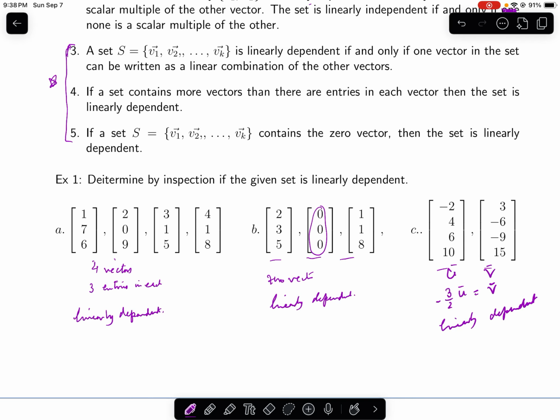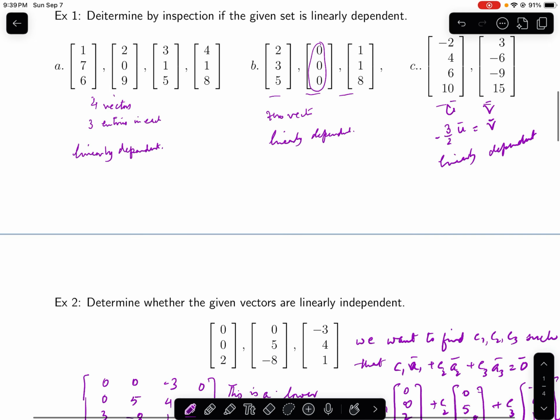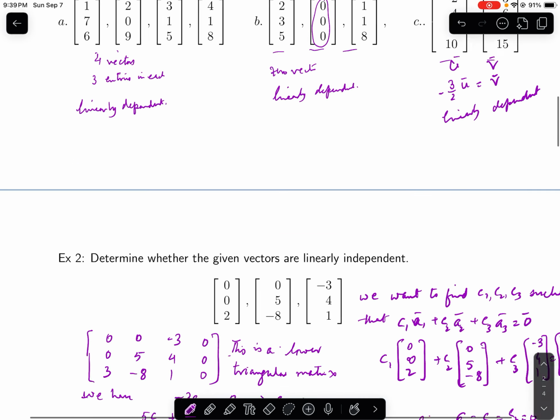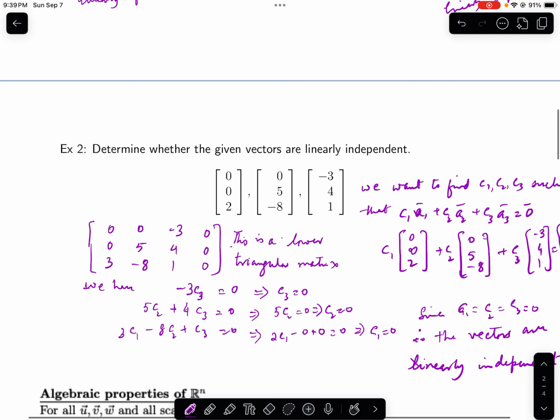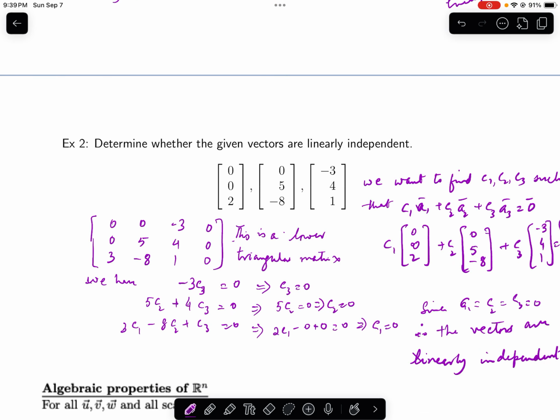You can check that. Okay, next example, determine whether the given vectors are linearly independent. Now you should be able to see that we cannot do it by inspection because none of those conditions are satisfied. So we have to do our work. So what are we supposed to do?